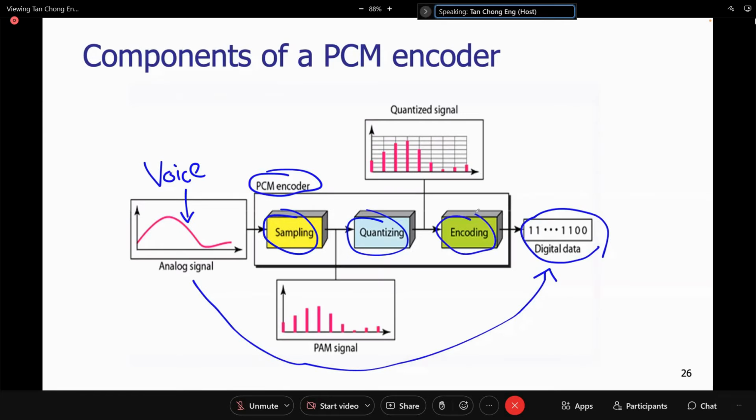Right. After you do the sampling, you produce the PAM signal, the pulse amplitude modulation signal, before you send it into quantization. When you go through the quantization process, you produce a quantized signal, and then later you pass it to encoding. So this is exactly the process.